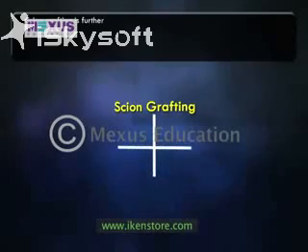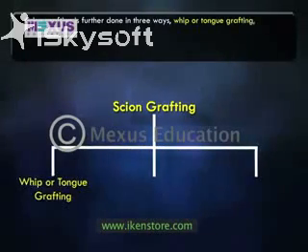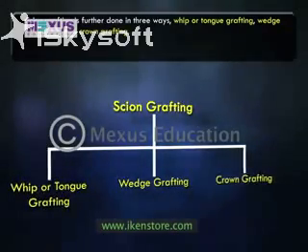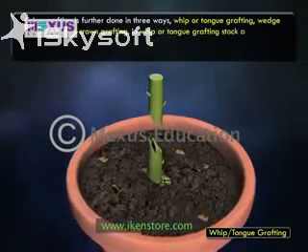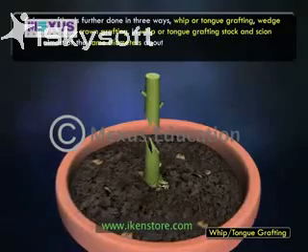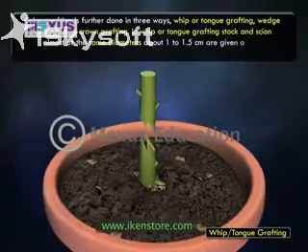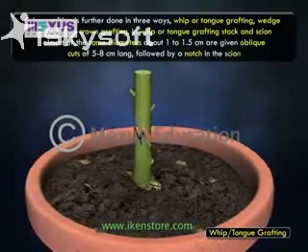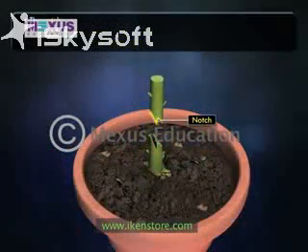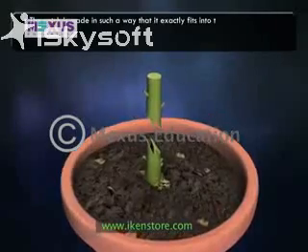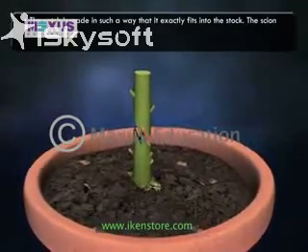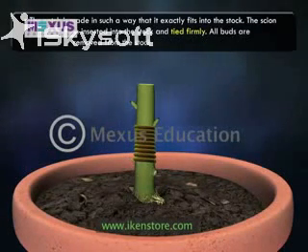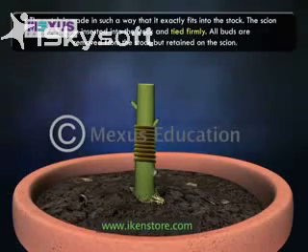Scion grafting is further done in three ways: whip or tongue grafting, wedge grafting, and crown grafting. In the first type, that is, whip or tongue grafting, the stalk and scion, almost of the same diameters of 1 to 1.5 centimeters, are given oblique cuts of 5 to 8 centimeters long, followed by a notch in the scion. The notch is made in such a way that it exactly fits into the stalk. The scion is then inserted into the stalk and tied firmly. All buds are removed from the stalk but retained on the scion.